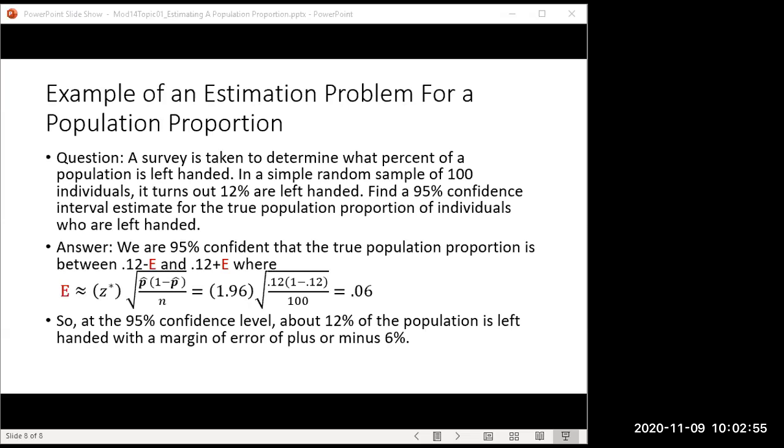What do I mean 95% confident? Well, I mean 95% of all possible samples of 100 people would not be off by more than 6%. Ours was one of those samples. 95% of them are this good. So in that sense, we think ours is probably this good. That's it.